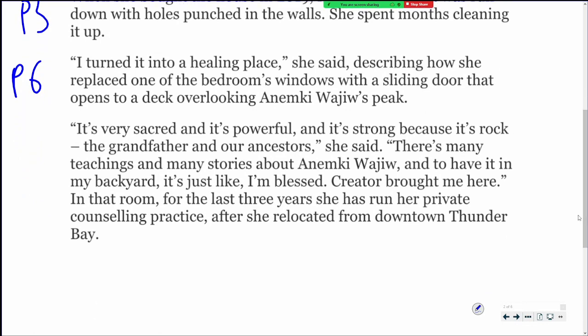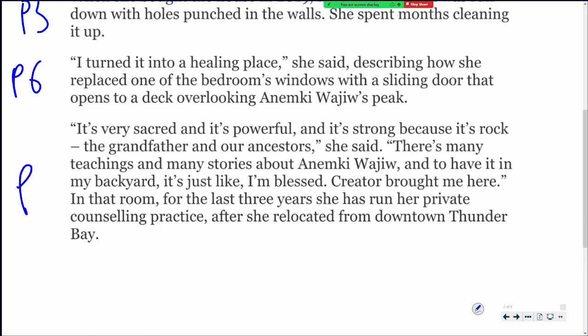It's very sacred, and it's powerful, and it's strong because it's rock, the grandfather and our ancestors, she said. There's many teachings and many stories about ENG4E, and to have it in my backyard, it's just like I'm blessed. Creator brought me here. In that room for the last 3 years, she has run her private counseling practice after she relocated from downtown Thunder Bay.